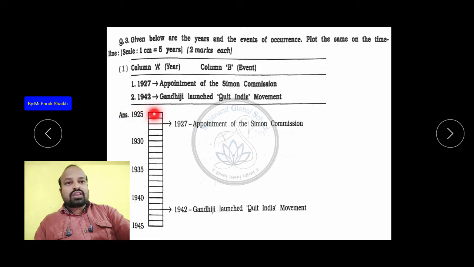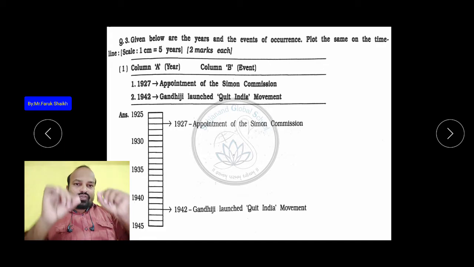First is 1925, then 26, 27, 28 and 29. This is 5. Then here again 1930. So after 5 years, 1 centimeter is completed, then again start from 1930, then 31, 32, 33 and 34, then again 1935. Then 36, 37, 38, 39, then 1940, then 41, 42, 43, 44 and 45.